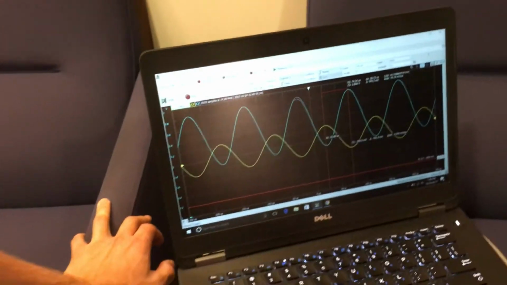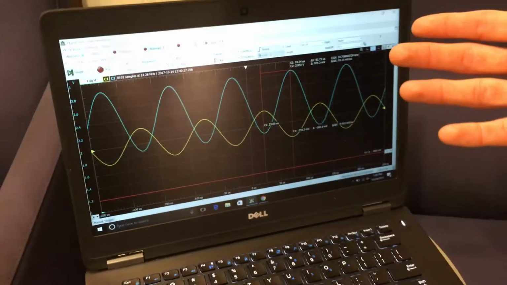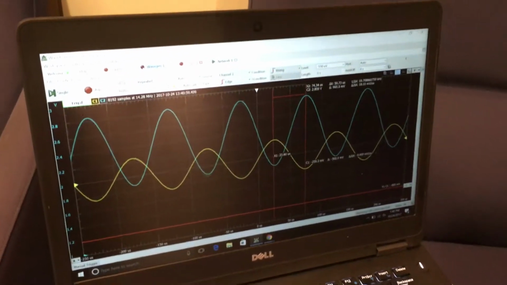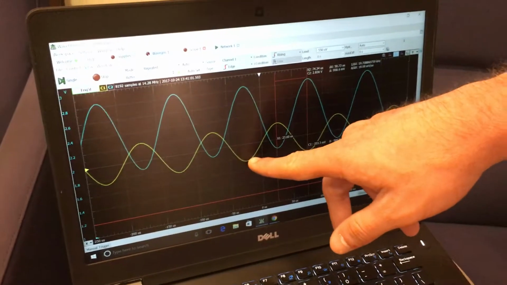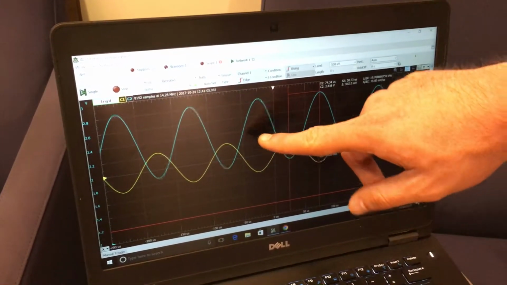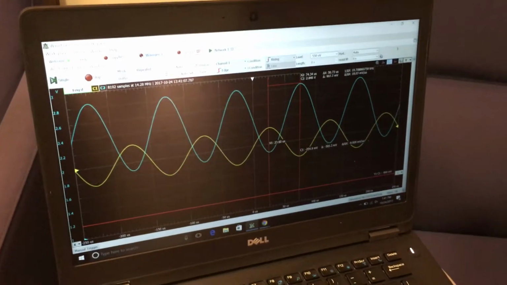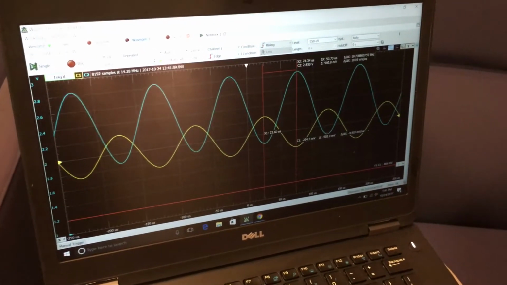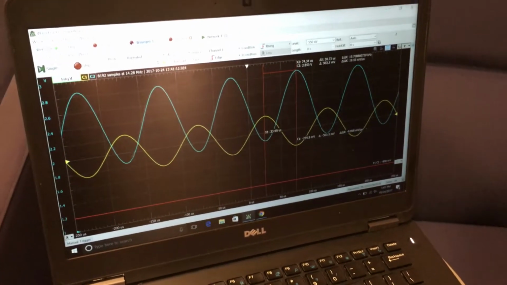You didn't turn on the wave gen. So now that the wave gen's on, you can see that this is our input wave, and then our output is inverted and amplified by a factor of 2.